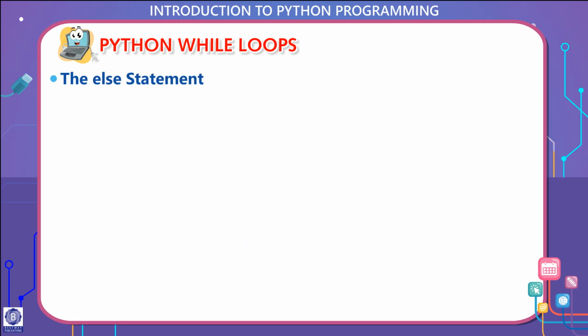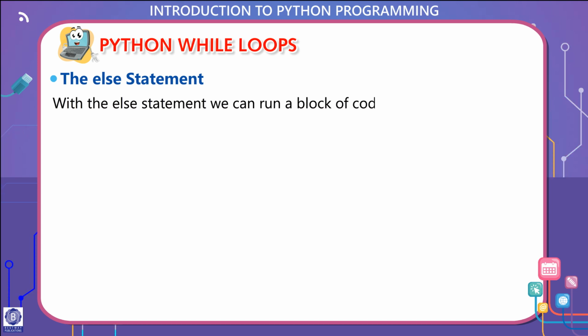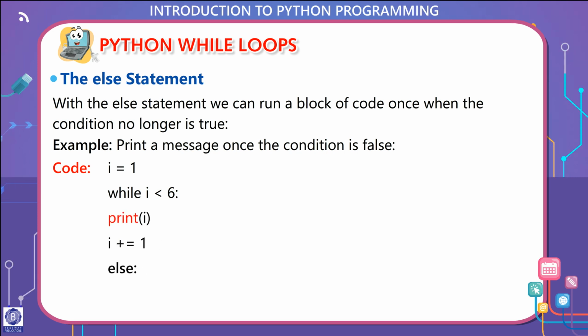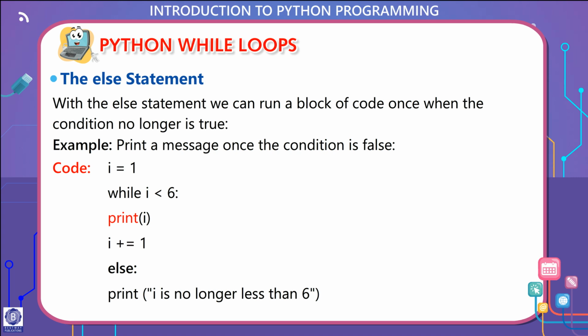The else statement. With the else statement, we can run a block of code once when the condition is no longer true. Example: print a message once the condition is false. Code: i = 1. While i is less than 6: print i, i += 1. Else: print "i is no longer less than 6".